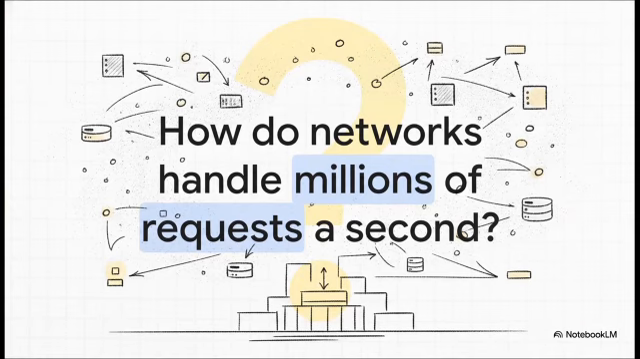It's a question we often take for granted. We all just expect our data and apps to be instantly available, right? But how does an enterprise network actually handle millions of requests a second without just collapsing under its own weight? Well, handling that kind of massive traffic, it definitely doesn't happen by accident. It requires some seriously brilliant, deliberate architectural design.